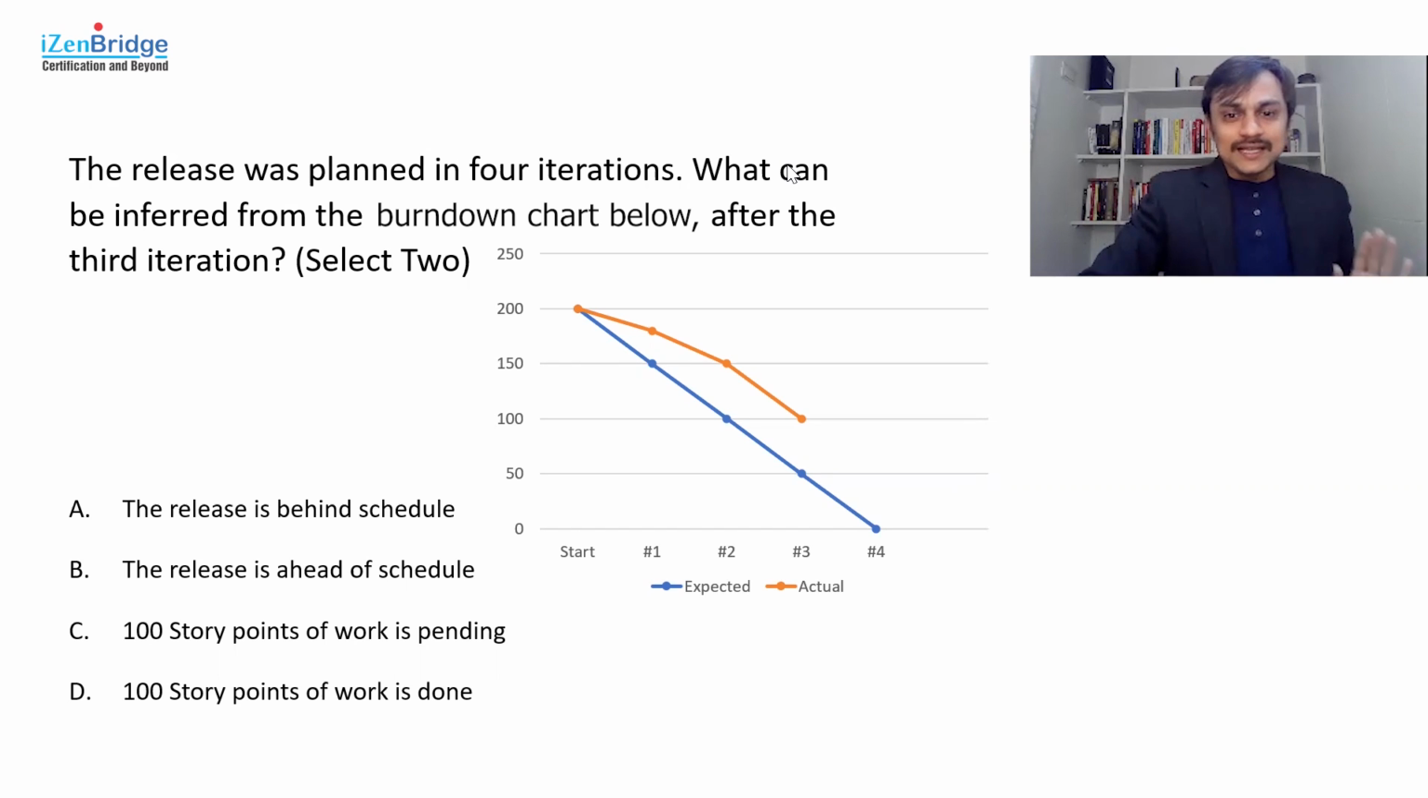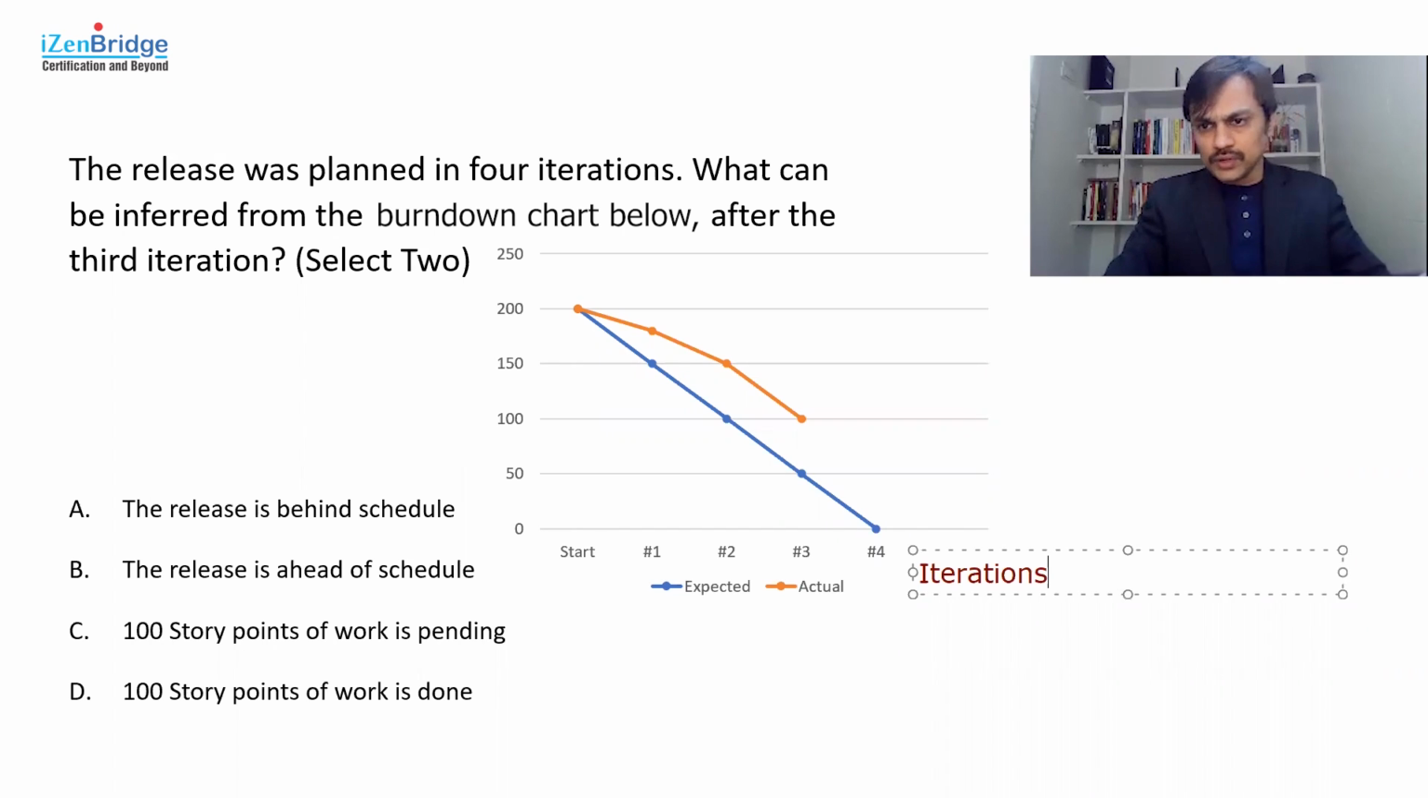Okay, so see, the idea here is my recommendation. Whenever you have a graph kind of situation, be clear what information is available here. What is the x-axis, what is the y-axis, and what is represented by the lines. So in the burn down chart, remember that on the x-axis you have iterations. So I can clearly say these are the iterations, iteration 1, iteration 2, something like that.